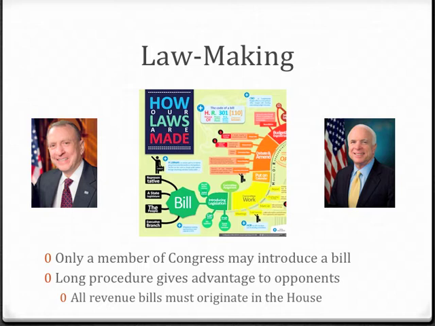And then number one, beneath that, all revenue bills must originate in the House. So every other type of bill, they can start in the House or the Senate. A bill about foreign policy, minimum wage, education, healthcare, they can start in either the House or the Senate, it doesn't matter. If it is a revenue bill, however, it must originate in the House. I want you to put a star by that, highlight that statement, something that you will definitely see again.